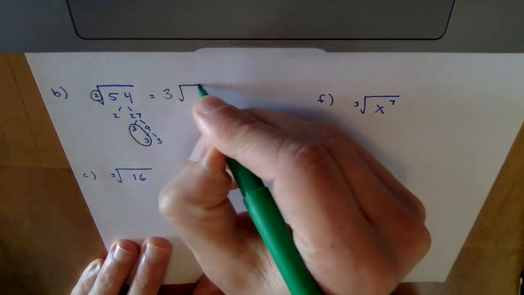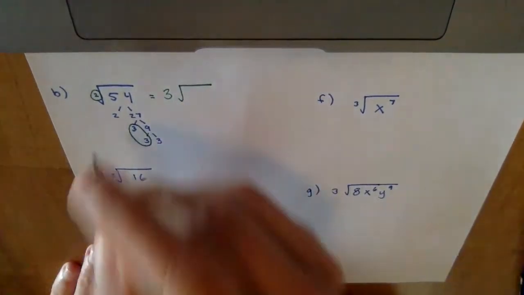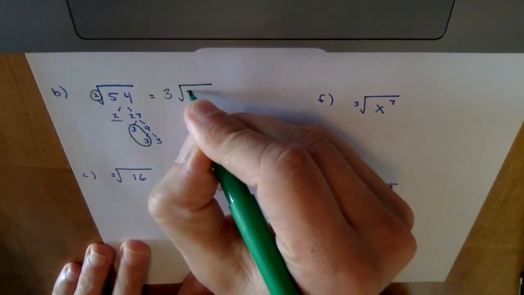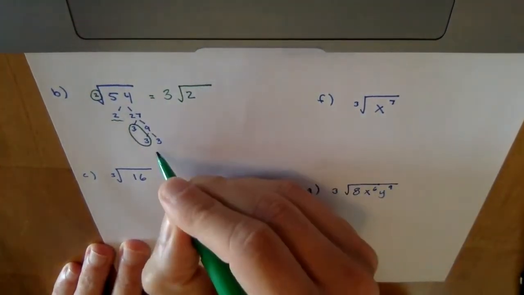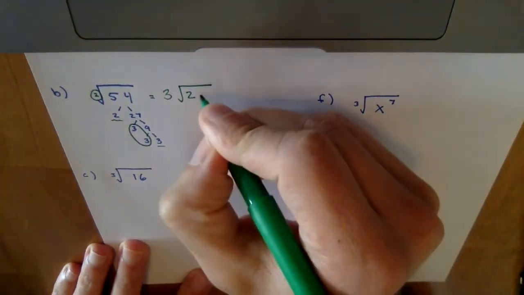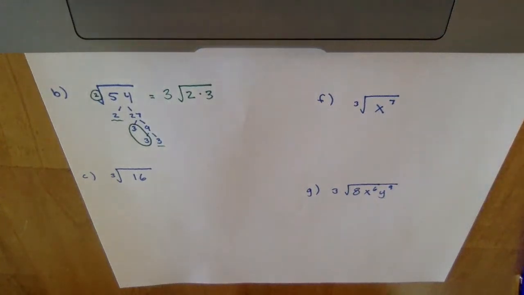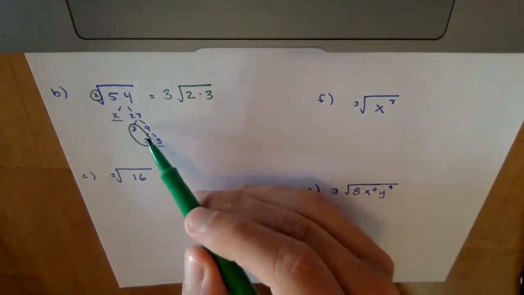But for this one, we have some leftover pieces. We have this 2 that's left over, right? It didn't get circled, so that's got to stay living at home. And we've got this 3 left over that didn't get circled, so that's got to stay living at home. So they don't get to move outside the radical because they didn't have partners, they didn't have pairs to move out with.